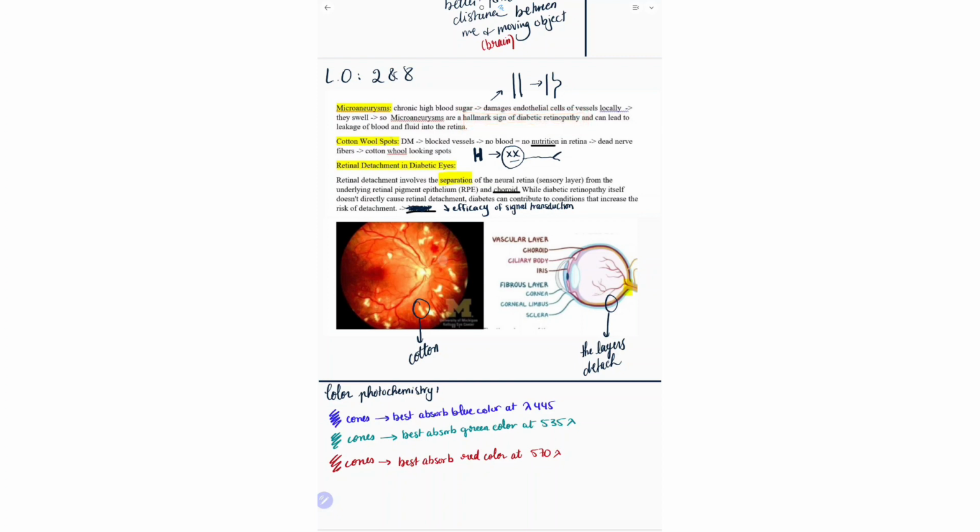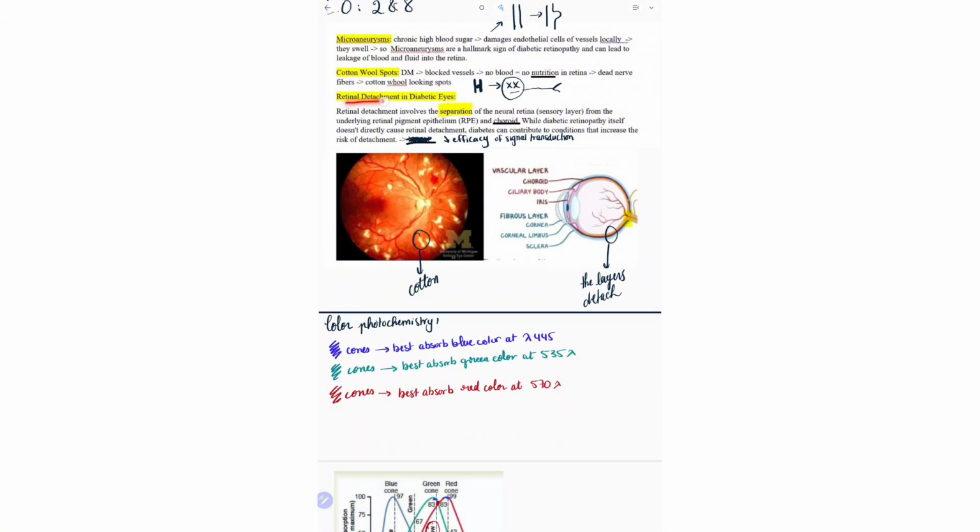So the other thing is cotton wool spots. You can see it right here. This is a wool spot. This is a wool spot. This is a wool spot. So of course you have diabetes mellitus. This blocks the vessels. These vessels, they become blocked. Okay, so no blood, no nutrition, right? Makes sense. This will lead to what? Death of the nerves. And the white thing is actually dead nerves, which is very sad.